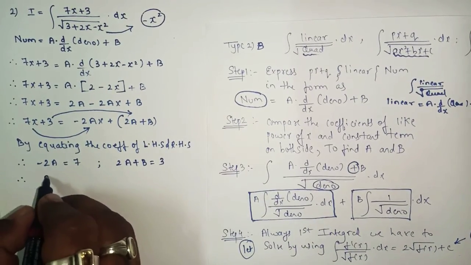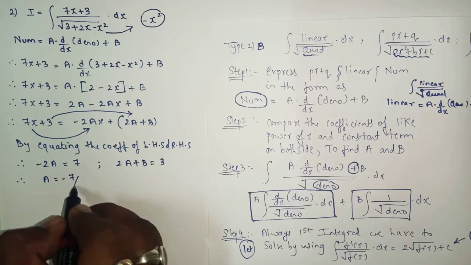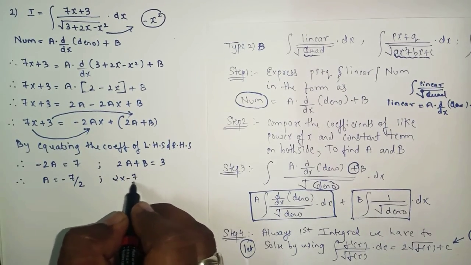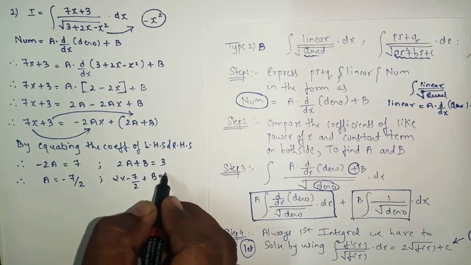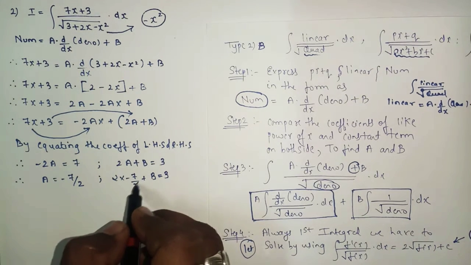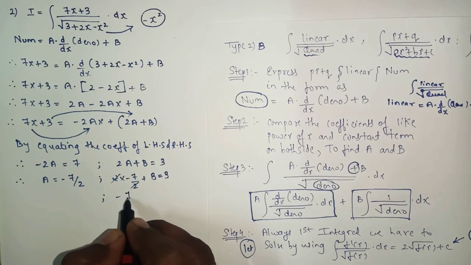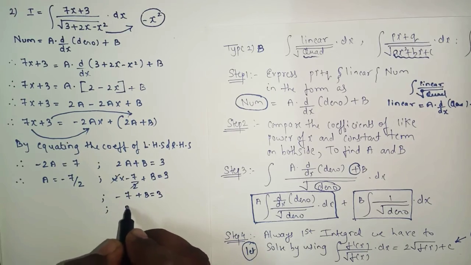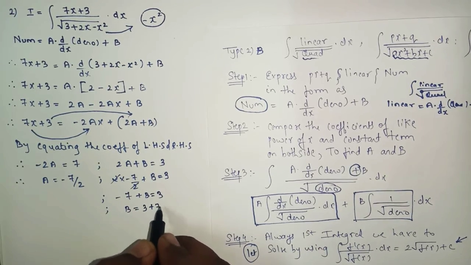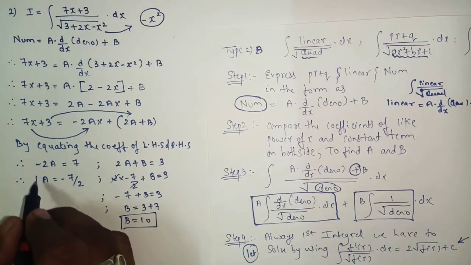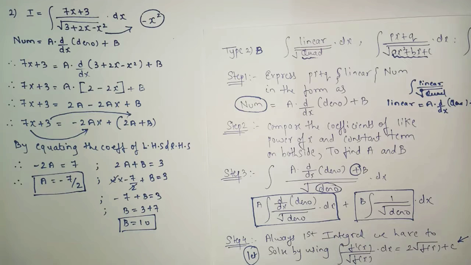So therefore a will be equals to minus 7 by 2. So we'll substitute the value here. So 2 into minus 7 by 2 plus b equals to 3. Okay, so here 2 will get cancelled. So therefore minus 7 plus b equals to 3. So b will be equals to 3 plus 7. So b will be equals to 10. So here we got the value of a and b as minus 7 by 2 and 10.